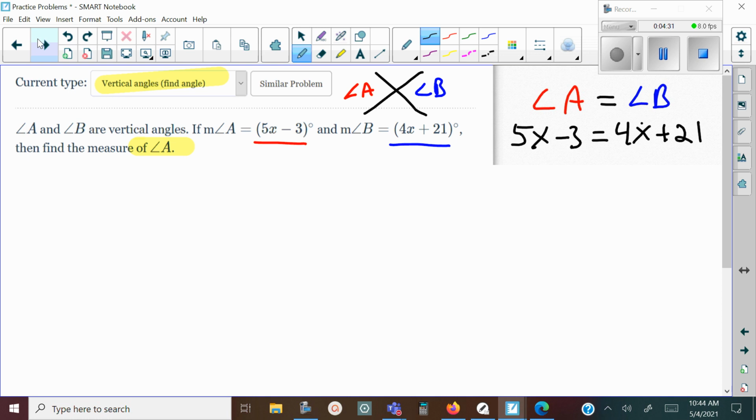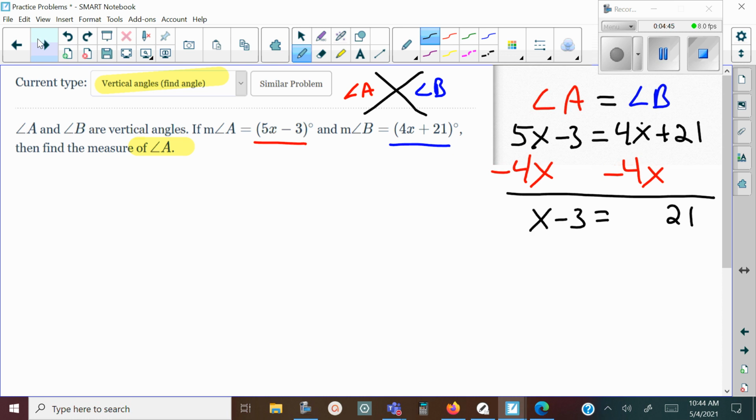And now I like to move the variable to the left, so I do that first and subtract 4x on both sides. Once I do that, I have 5 minus 4, which is x. Bring down the negative 3, bring down the 21. Now I'm going to isolate the x by adding 3 on both sides. And then once I add 3 on both sides, I have x is equal to 24.